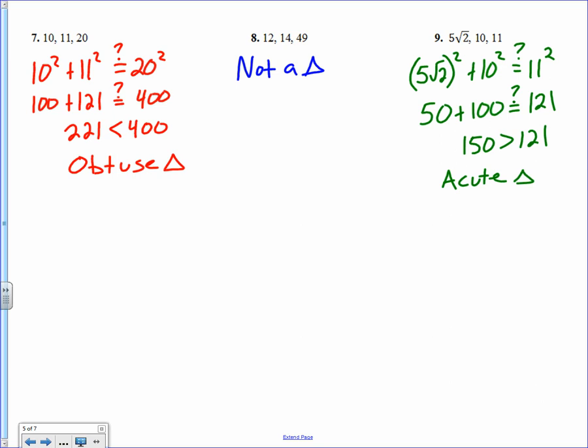Again, it's the c squared we're looking at. C squared, this value is less than 150. It's smaller than 150. So that means the side c is smaller than it would be if it were in a right triangle. So if that side across from the largest angle is smaller than it would be if it were 90, that means it's getting smaller than 90, making it acute.